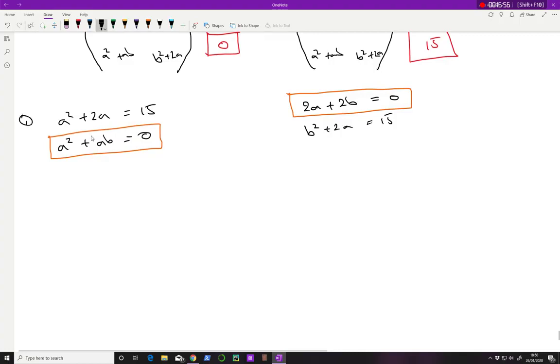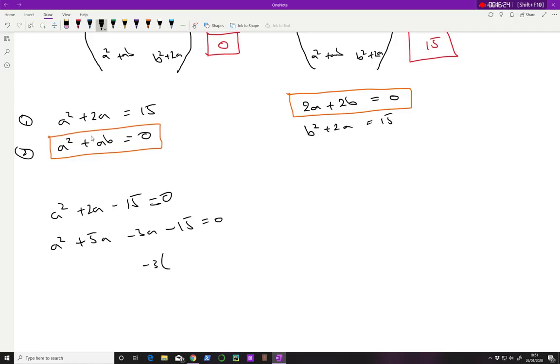So on the x side, equation 1, I just have a squared plus 2a equals 15. If I rearrange that, it's going to be a squared plus 2a minus 15 equals 0. This is just a quadratic. And factorizing, I'm going to get a squared plus 5a minus 3a minus 15 equals 0. Take out the common factor: a minus 3 times a plus 5. So therefore, I get a minus 3, a plus 5 equals 0.